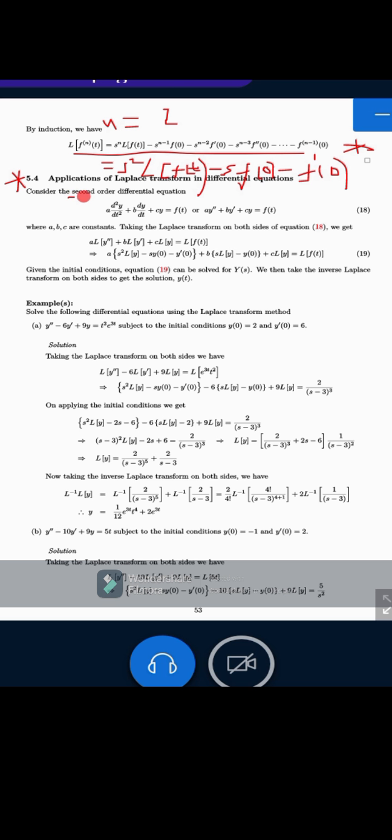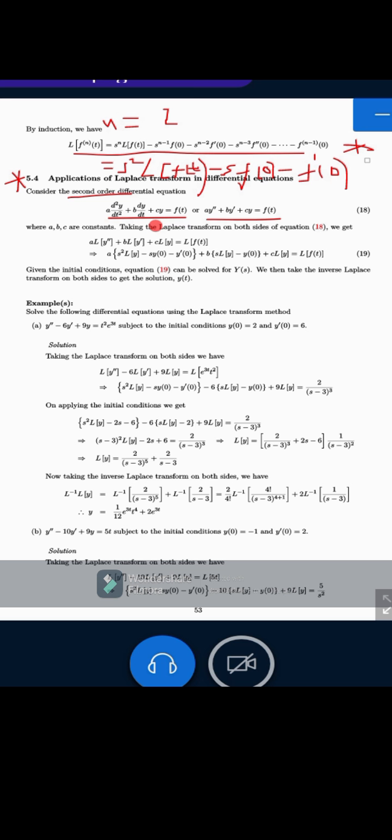So let us consider a second order differential equation. As you can see, this is a second order differential equation, the one given here, which can also be written in this form, that is a y double prime plus b y prime plus c y is equal to f of t. So a, b, and c are constants here.